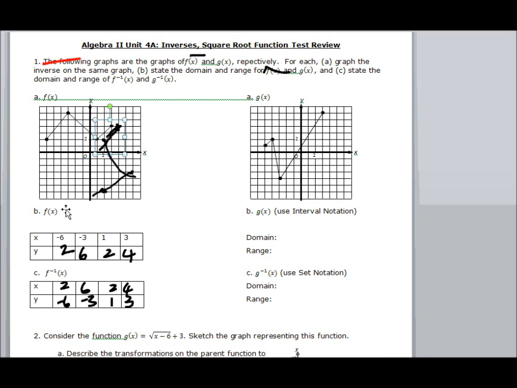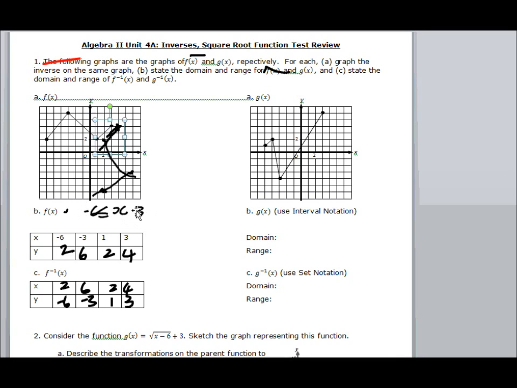Right now, let's find the domain and range of f of x. So the domain for f of x, the minimum point is -6 and the max is 3. So you write your x, this is your minimum point, -6, and your maximum point is 3. So when he's asking for a set notation, for example, how would you write this?